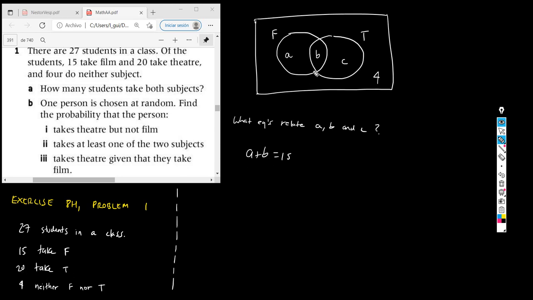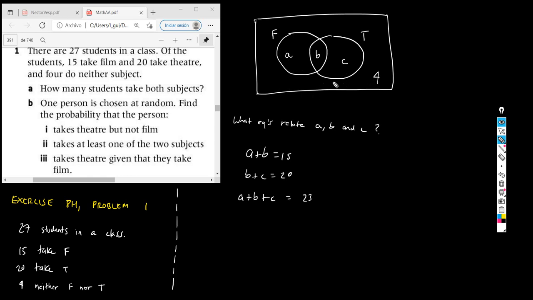20 take Phil, so I'm sorry, 20 take theater. So this is theater, so that means that B plus C must be 20. Perfect. What else do I know? I also know another equation that relates the three variables, A plus B plus C. A plus B plus C must be equal to 23. Why 23? Because we have 27 students in the class, and I know that 4 of them are outside the circles.